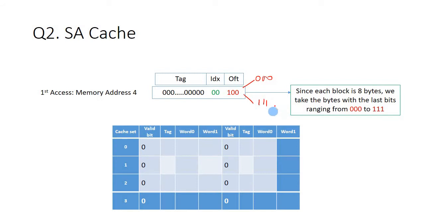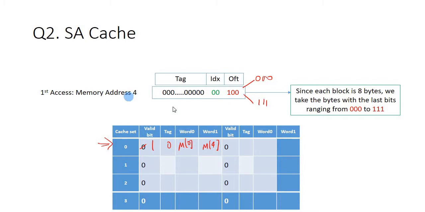So the first memory access will point to cache index 0, cache set 0, and since the first block is empty, I will occupy the first block. I'll update the valid bit and tag information 0, and I will fetch the data from memory 0 all the way to memory 7. So the first word starts from memory address 0, and the second word starts from memory address 4. That is the full 8 bytes for this memory access.